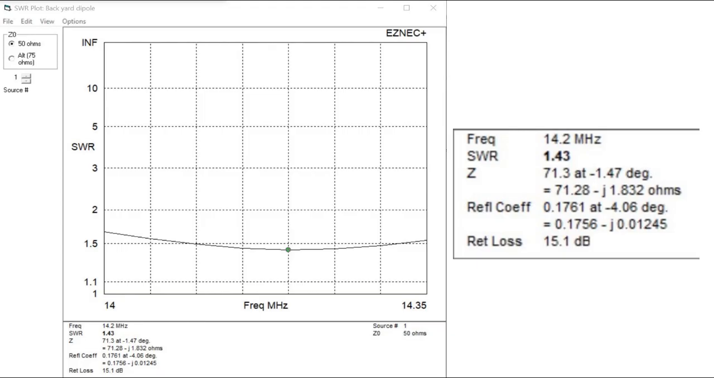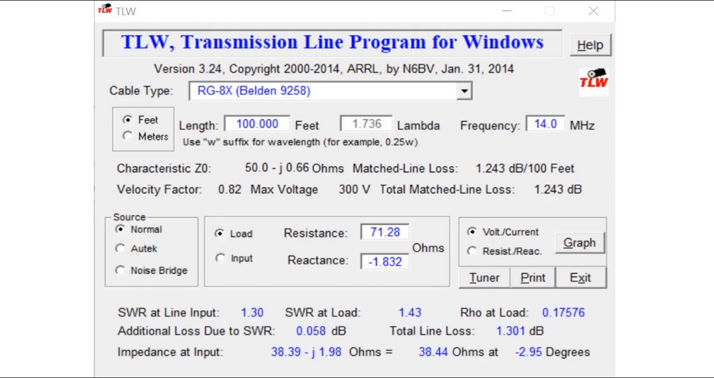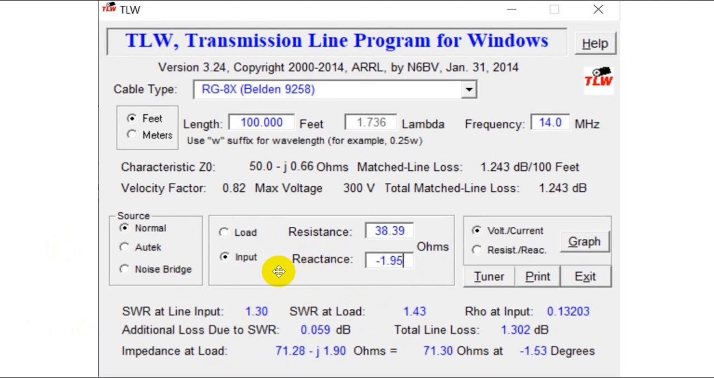Well, the SWR at the load, this is right at the input to the antenna, is 1.43, okay, and that 1.43 is the SWR at the load. Notice that even though it's 71, it comes down to 38. Now, can we do this backwards? Yes, we can do it backwards. We put the numbers in here and found that the numbers work both backwards and forwards.